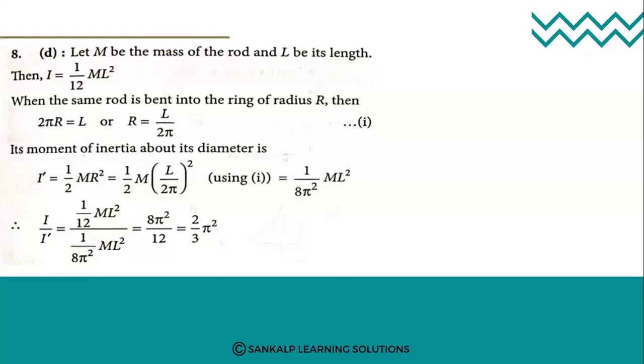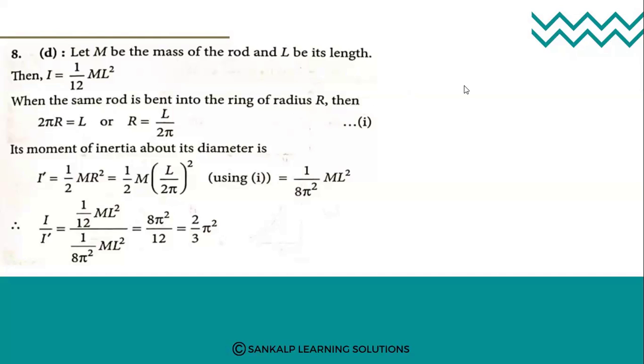See here, students, the moment of inertia for the rod is given as, so this also you just need to copy down. The moment of inertia for the rod is given as 1 by 12 ml square. When the same rod is bent into the ring of radius r, then here when it is bent into the ring, that time the L value we can substitute as 2 pi r. Hope you now know that one.